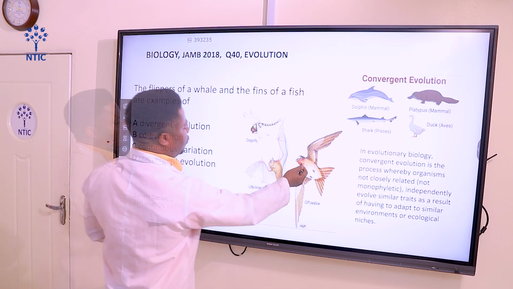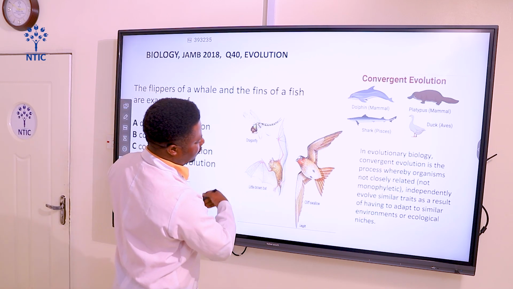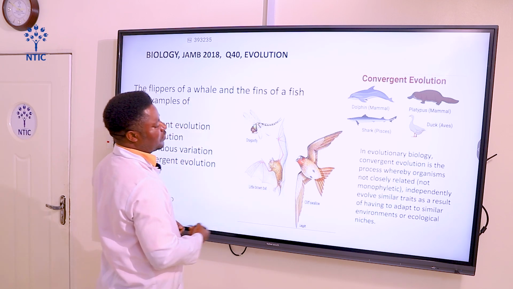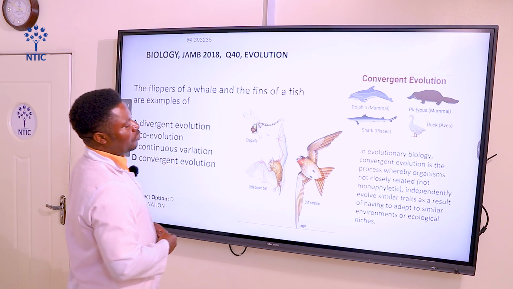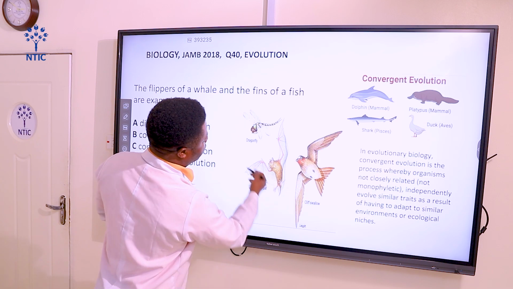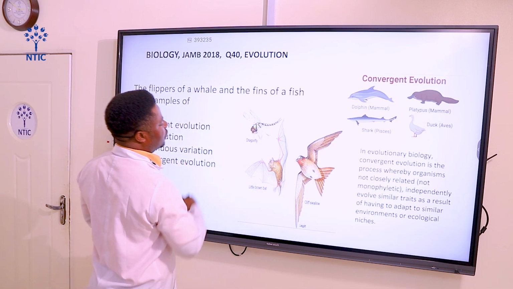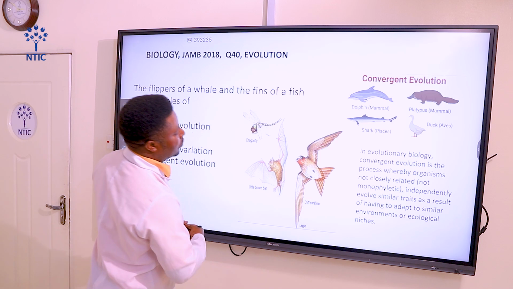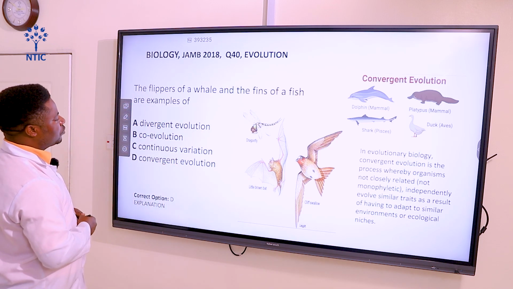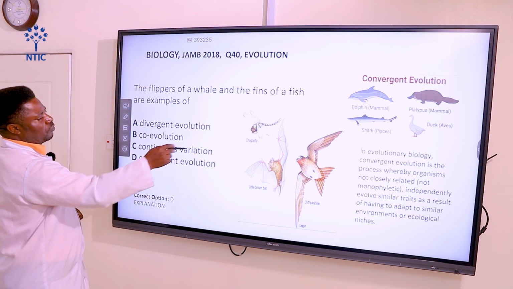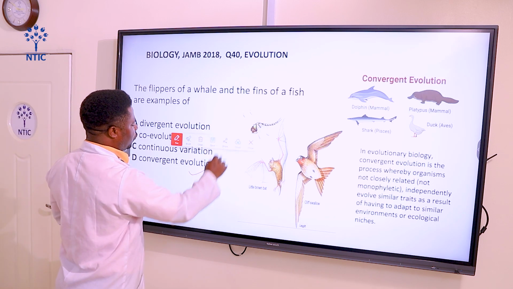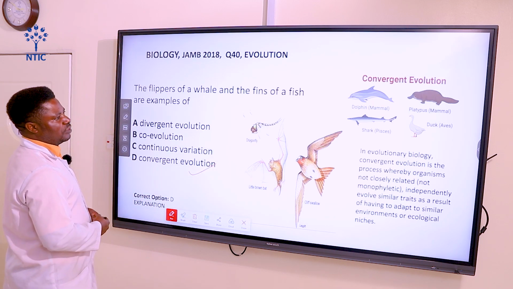Now you can see this is a bat and this is a bird. This one has wings, and this one too has feathers. Both of them can actually fly. Why? Because of the organs they have, which are used for flight. This is also a dragonfly. All of them can live in one habitat due to the possession of a common organ. So that is it. The correct answer to this, we said, is convergent evolution.